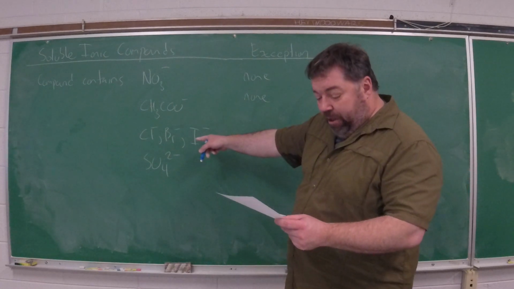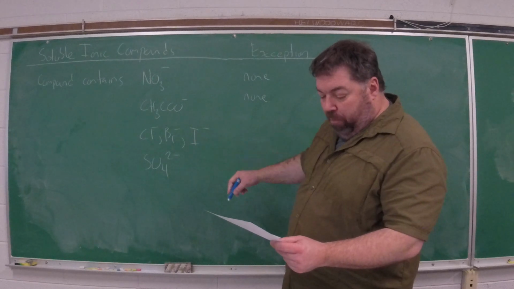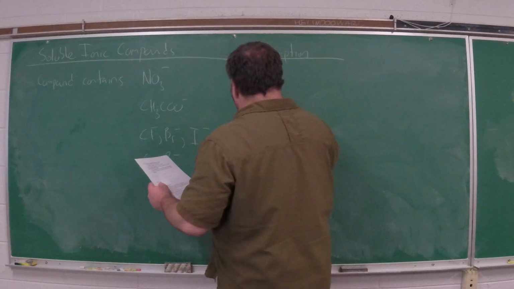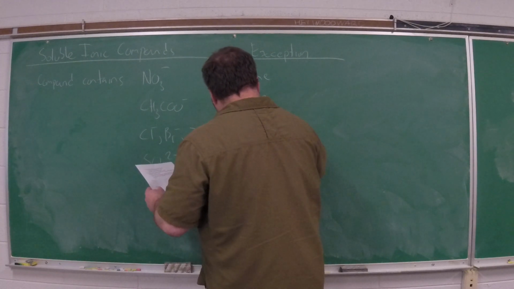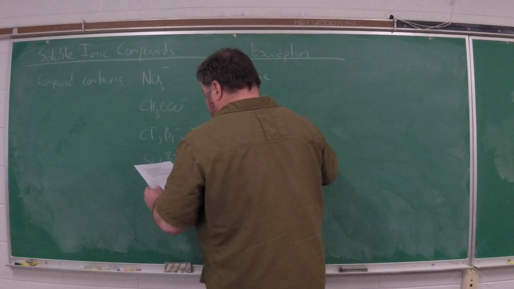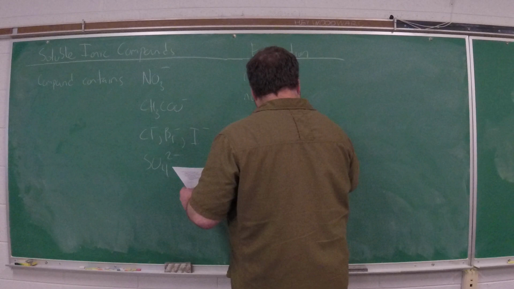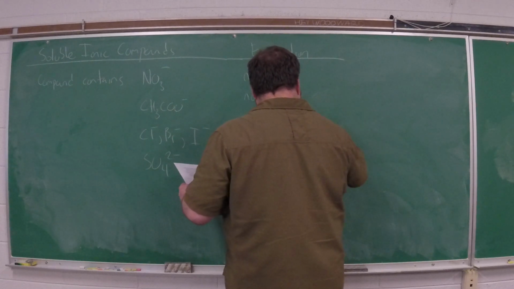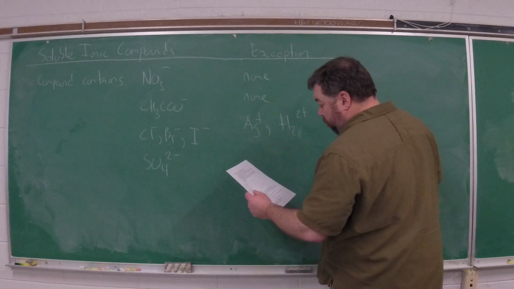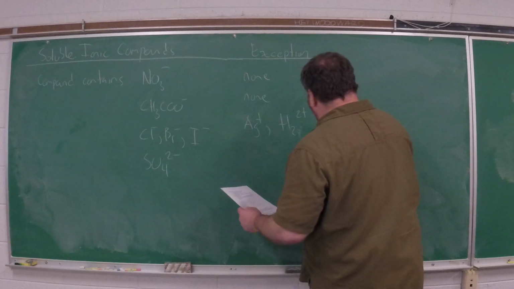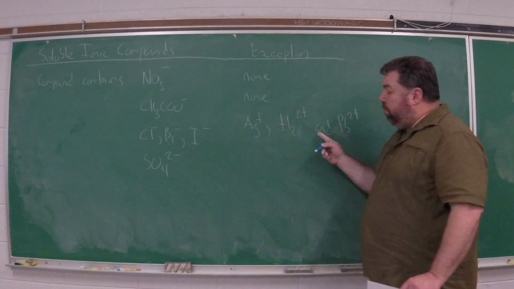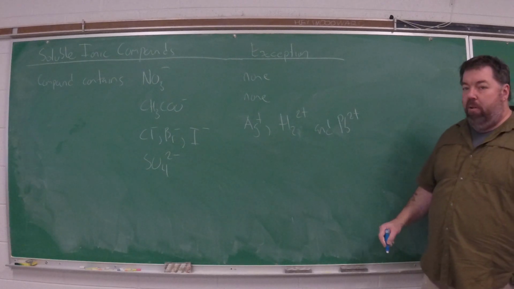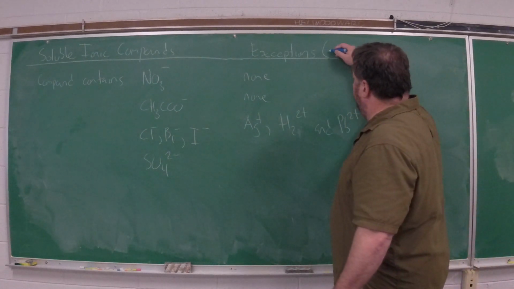Now, for the halogens, chlorine, bromine, and iodine, exceptions, compounds that contain silver plus, mercury 2 plus, and lead 2 plus are insoluble. Okay, exceptions.